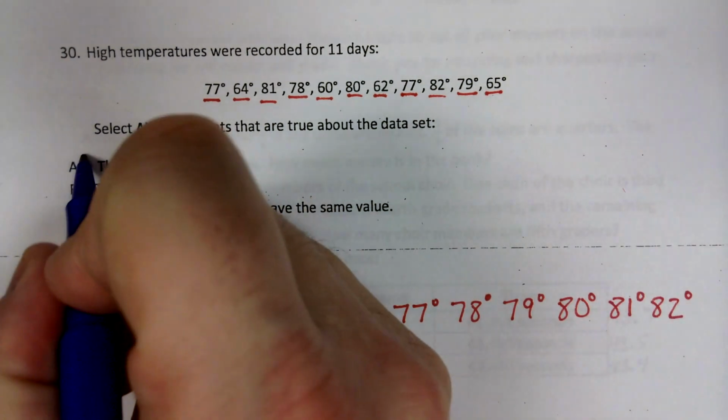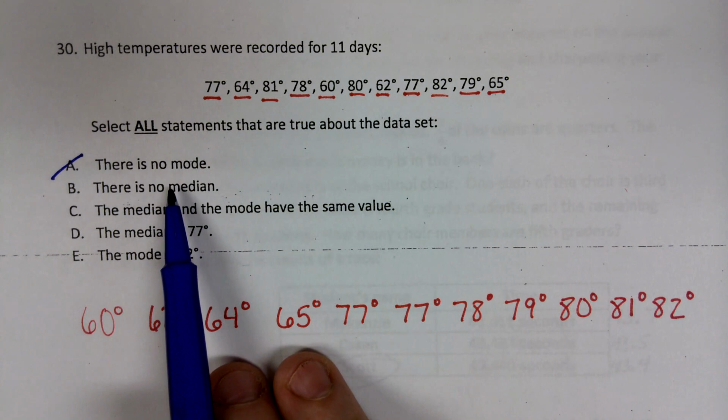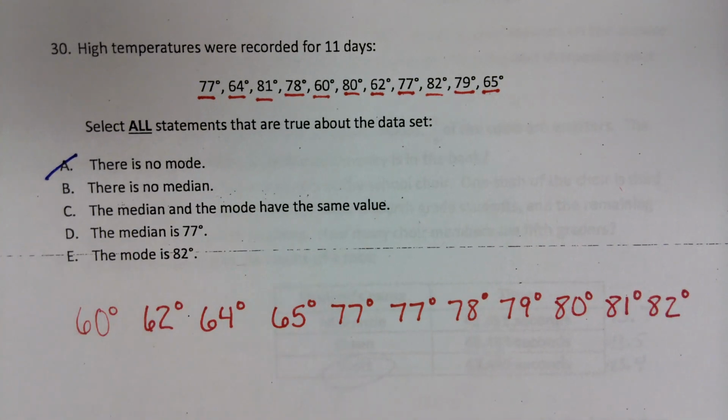So that's out. There is no median. Well, that literally can't be true of any data set. I don't even need to look at these numbers. If you're trying to tell me you've got a group of numbers and there's no median, that means you don't understand what a median is. There will always be something in the middle. So that one can't possibly be true.